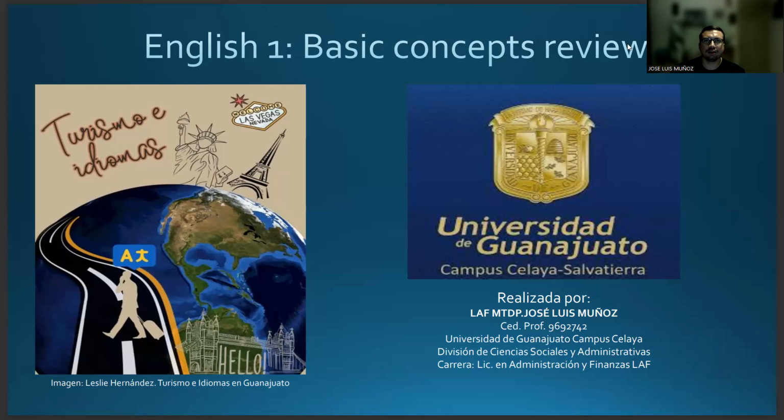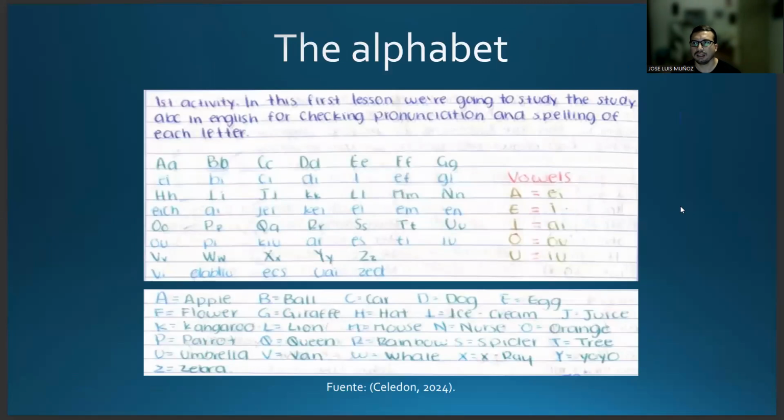So in this video, we are going to talk about basic concepts about English level 1. So let's start. Here we have, first of all, the alphabet. In this activity, we are going to pronounce each vowel, each consonant.